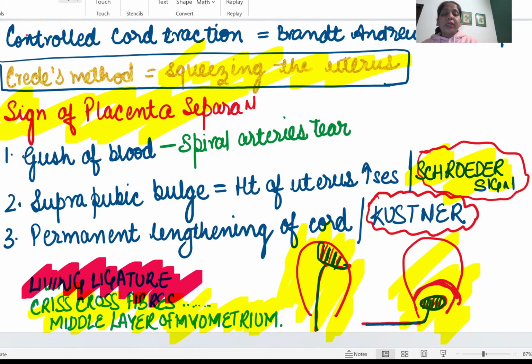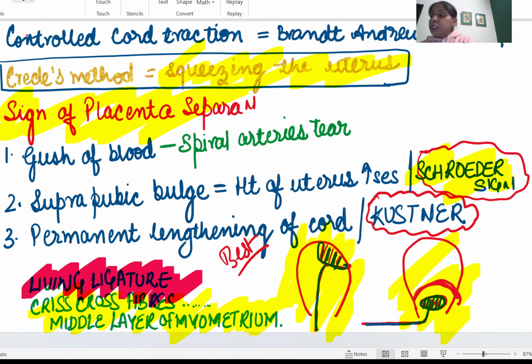Because the placenta has come down, there is permanent lengthening of the cord, and this is known as Kustner's sign, and this is the best sign. So this was about the signs of placenta separation.